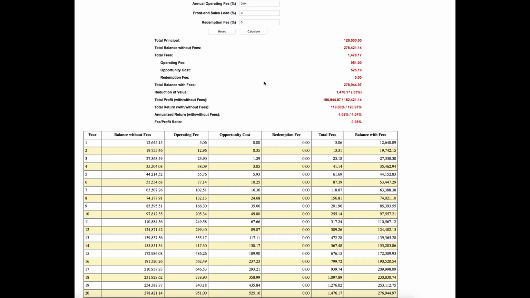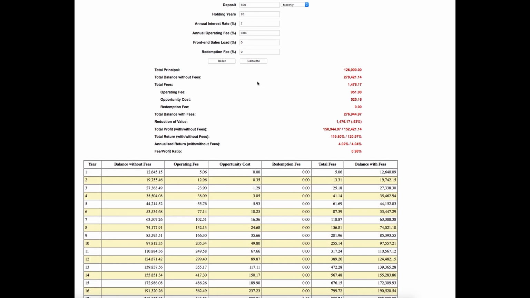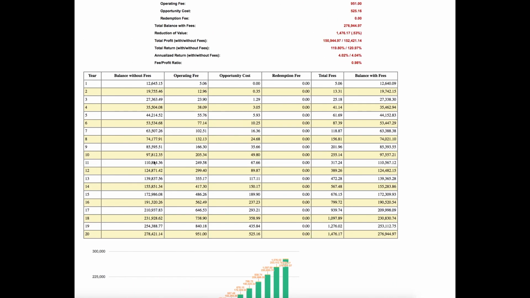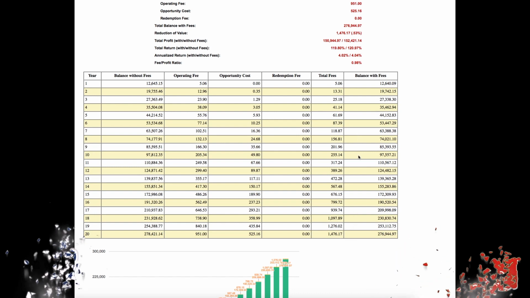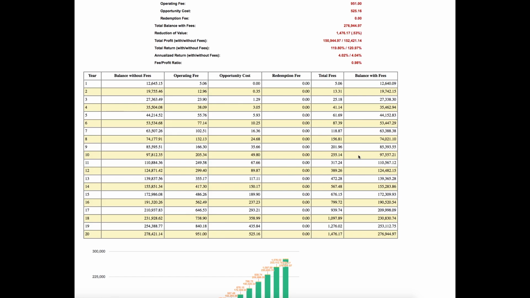All right, so we see that after 20 years, his total principal, his total investment is $126,000. So let's look at what it looks like after 10 years. After 10 years, his total fees are only $255. After 20 years, he's paid $1,476.17. Now remember, guys, as the balance grows, the fees compound as well.